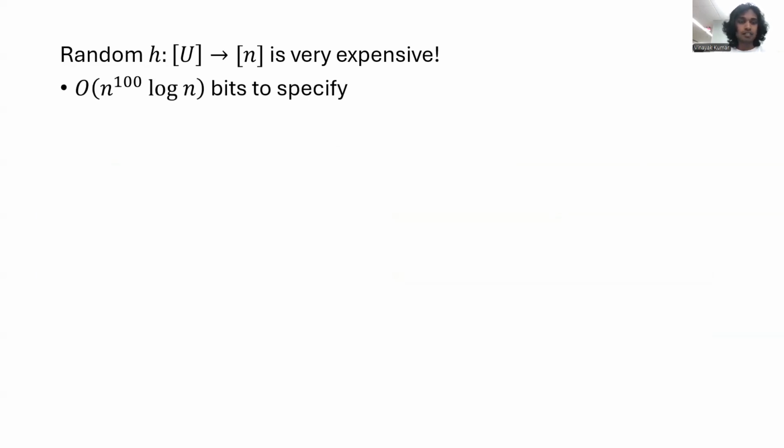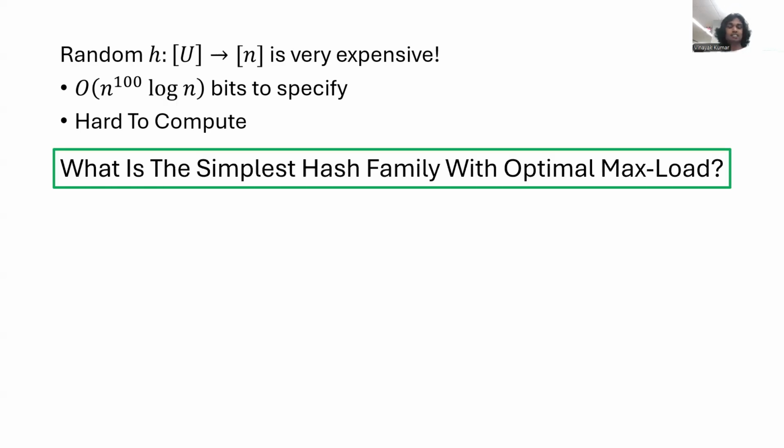How many maps are there mapping u elements to n elements? There's n to the u such functions, and so it'll take u log n bits to specify, which is way too much. Furthermore, a random function with high probability will be hard to compute, say by a Shannon argument. Therefore, this begs us to ask the question, what's the simplest hash family with optimal max load? Is there one that we could implement and have it run quickly?